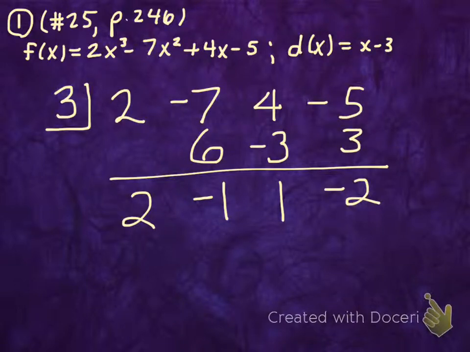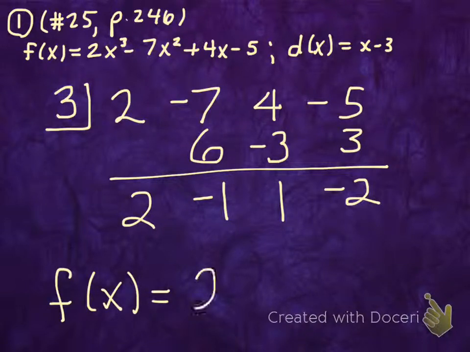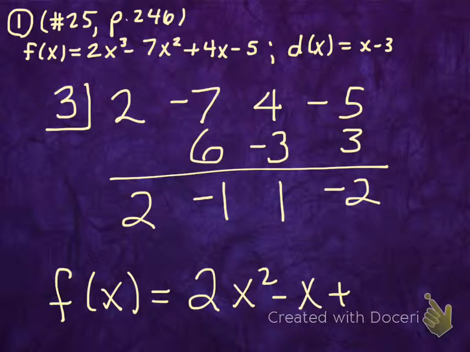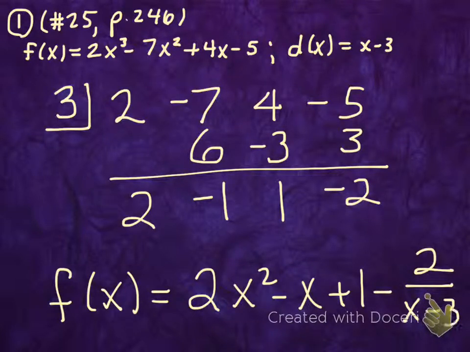And then we translate our answer into a quadratic because we started with a cubic and divided by a linear. So we get f of x equals 2x squared minus x plus 1, and then we put our remainder as a minus 2 over the factor we were dividing by, x minus 3.